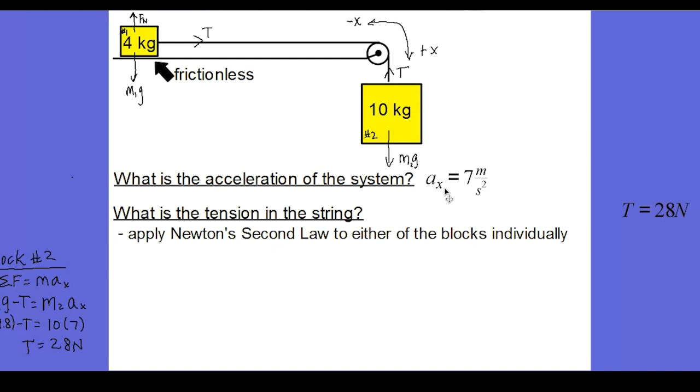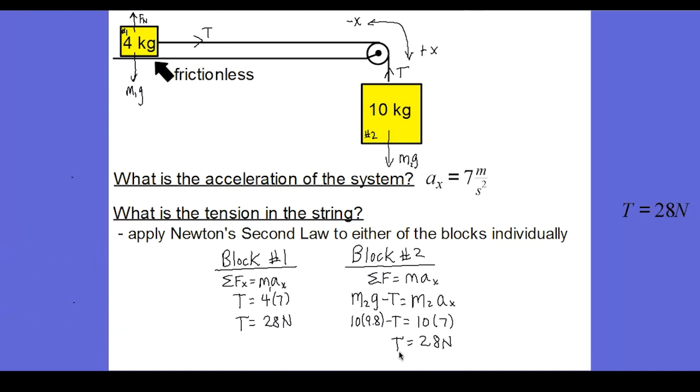Okay, now that we know that the acceleration is 7 meters per second squared, let's find out what the tension in the string is. To do that, we have to apply Newton's second law to either of the blocks individually, so that tension is an external force. I show here the solution using either block. If I use the first block, the tension is the force that accelerates 4 kilograms at 7 meters per second squared, and that tells me the tension is 28 newtons.